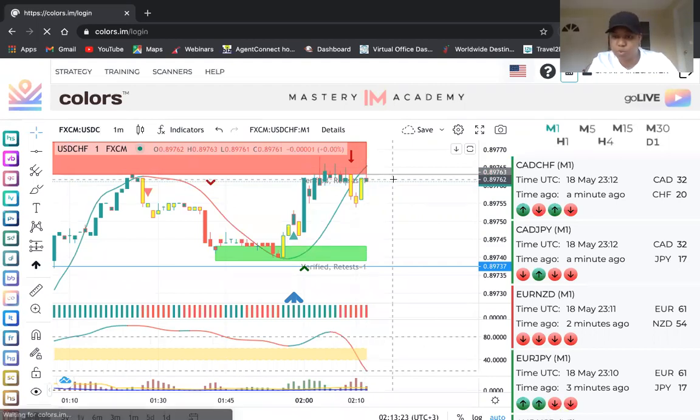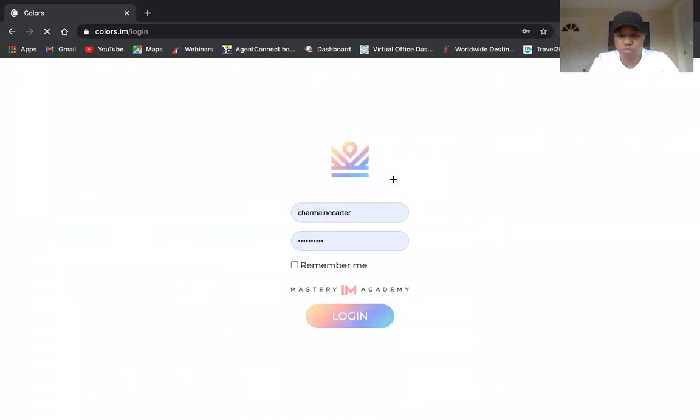Nina asked, where do you enter the trade on MetaTrader 4? Hold on a second, guys. So on MetaTrader 4, make sure that you look for the pair, and the colors would indicate when you should go into the trade.